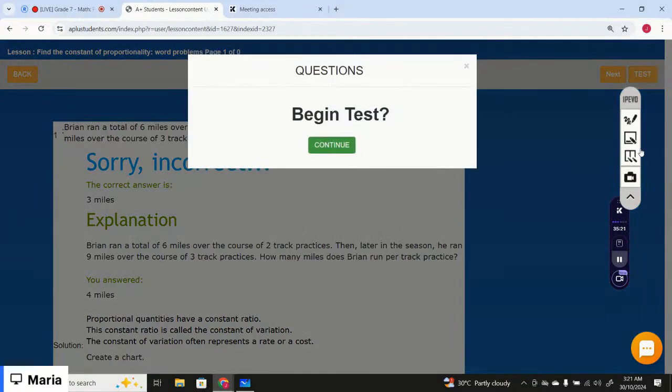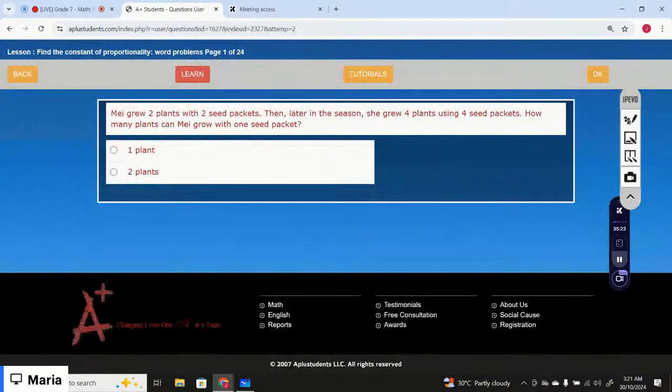Let's just start with the test questions. May grew two plants with two seed packets. Then later in the season, she grew four plants with four seed packets. How many plants can May grow with one seed packet?